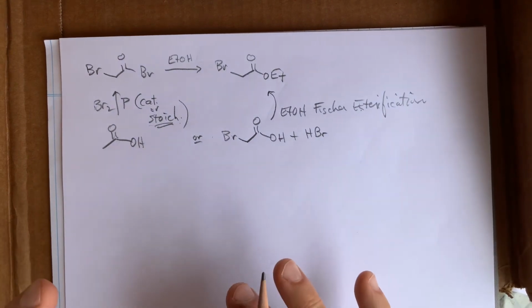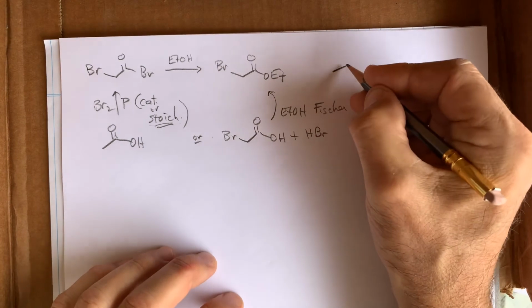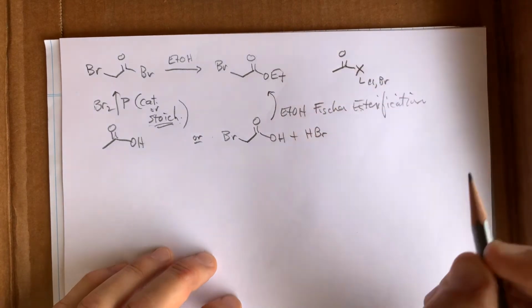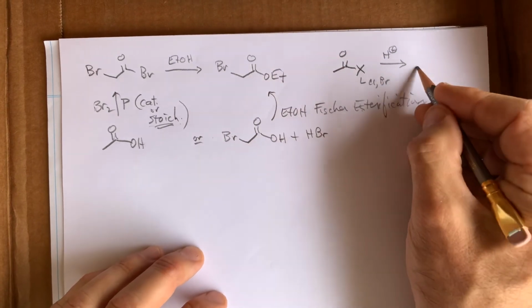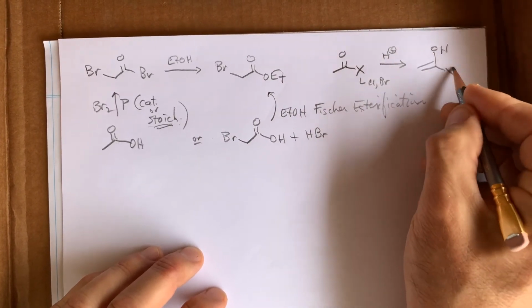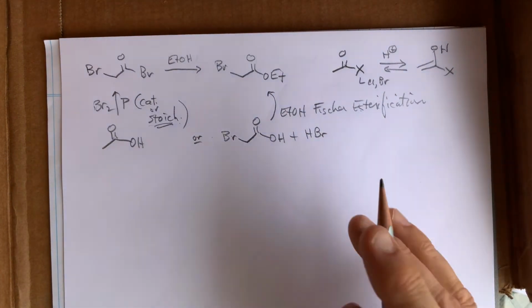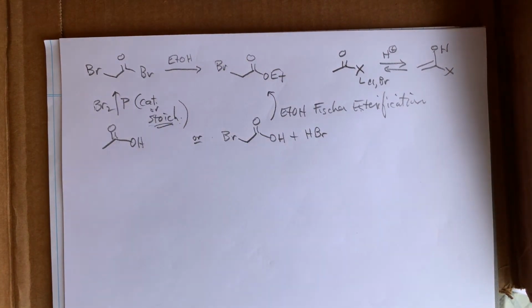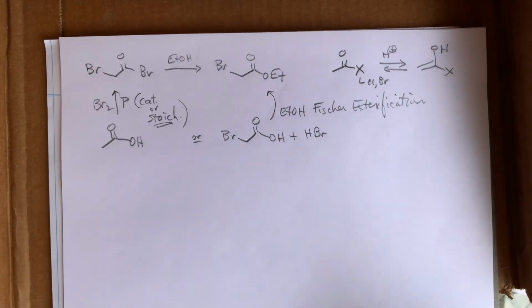So that's the Hell-Volhard-Zelinsky. It goes through an acid halide, and you need that acid halide, chlorine or bromine, those are really the only ones that are ever used. And under acidic conditions, that acid derivative will enolize. And that's the key, because esters don't enolize. All right, now let's talk about what else you can do with enols.